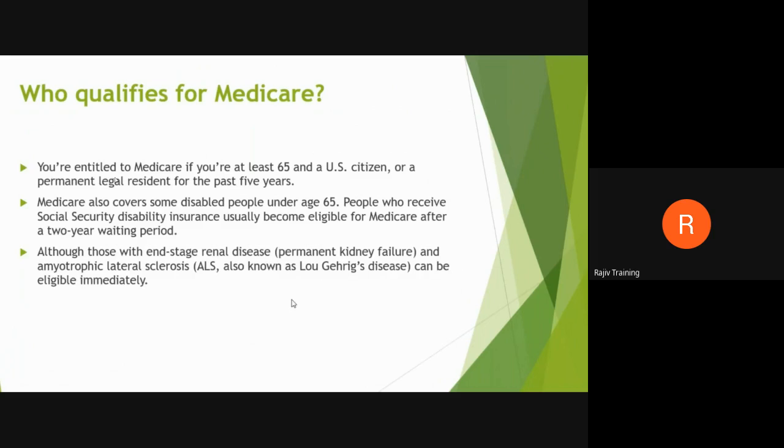Although those with end stage renal disease, as I told earlier, permanent kidney failure, can be eligible immediately. There is no cooling period where they have to wait for 2 years. So this is the list of people who qualify for Medicare.